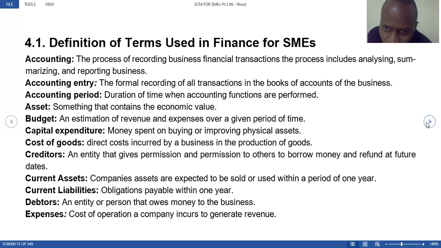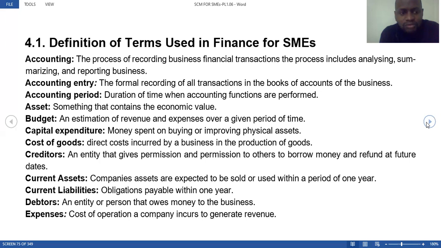Then you have current assets, and current assets are the assets which help in operationalization of business. For example, inventory is a current asset or an unfixed asset. When we talk about debtors, for example, these are a form of current assets. When we talk about prepayments, these are other forms of current assets.